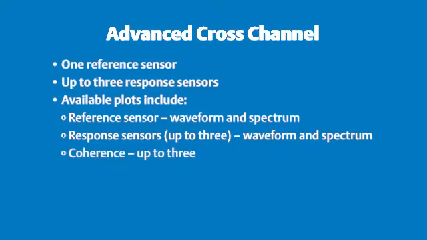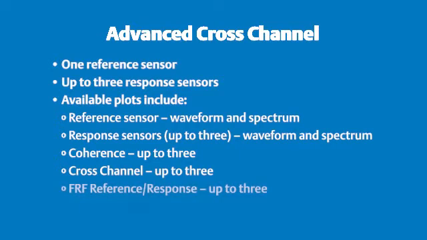3 coherence plots are created by looking at the coherence between the 3 response plots from channels B, C, and D versus the reference plot from channel A. You can have 3 cross-channel plots. For the transfer functions, there are 3 based on reference divided by response, and 3 based on response divided by reference. For viewers new to vibration analysis, transfer function expresses the relationship between periodic force and the vibration produced.